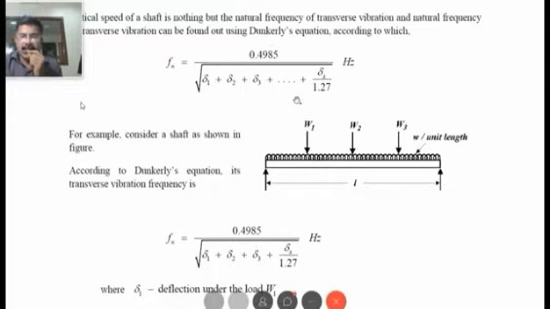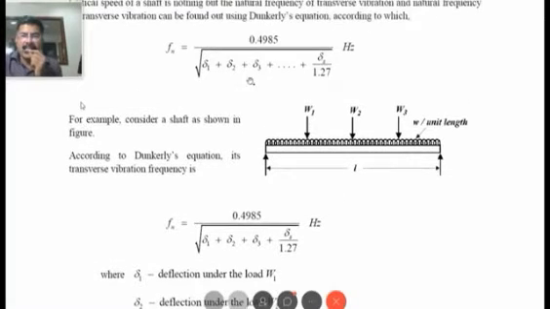In order to explain this, consider a beam like this, which is simply supported at both ends. Now suppose that there is a uniformly distributed load of intensity small w per unit length and some concentrated loads W1, W2, W3, etc. acting. Now, what is this delta 1? Delta 1 is nothing but the deflection of the beam under the load W1.